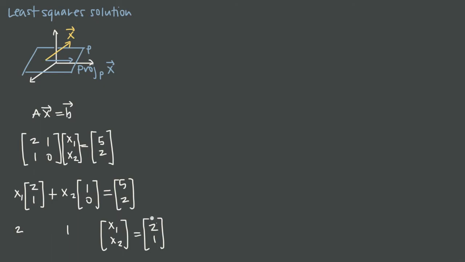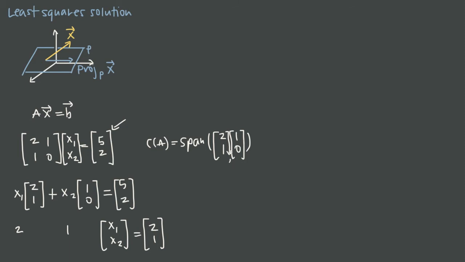The fact that we were able to get this solution tells us that the vector 5, 2 is in the column space of A. Because remember that the column space of A is the span of A's column vectors. So we'll say the span of 2, 1 and 1, 0, the span of these two vectors. And remember that the span is all the possible linear combinations of these vectors.